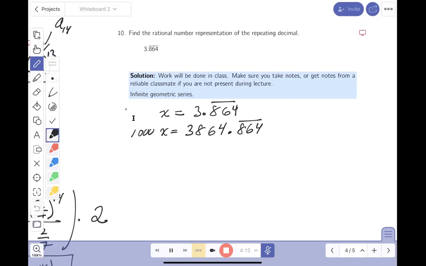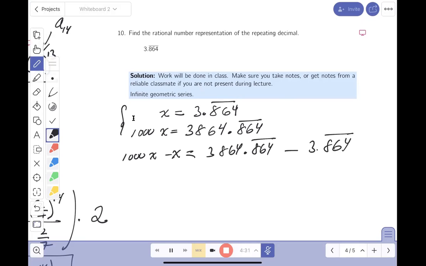Now what do I do? I subtract. So I would subtract 1,000x minus x, and that's the same thing as 3,864.864 repeated minus 3.864 repeated. Well, the left side's really easy to do. What do you get? 999x. What do you get on the right side? It's not that bad. It's 3861. That repetition disappeared.